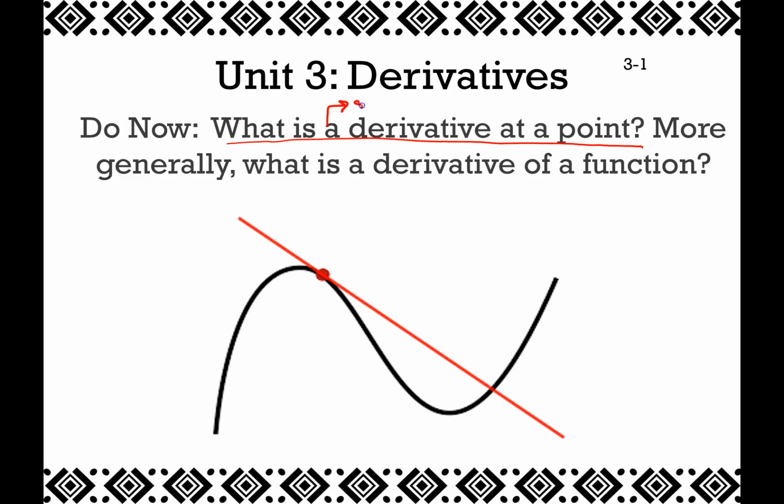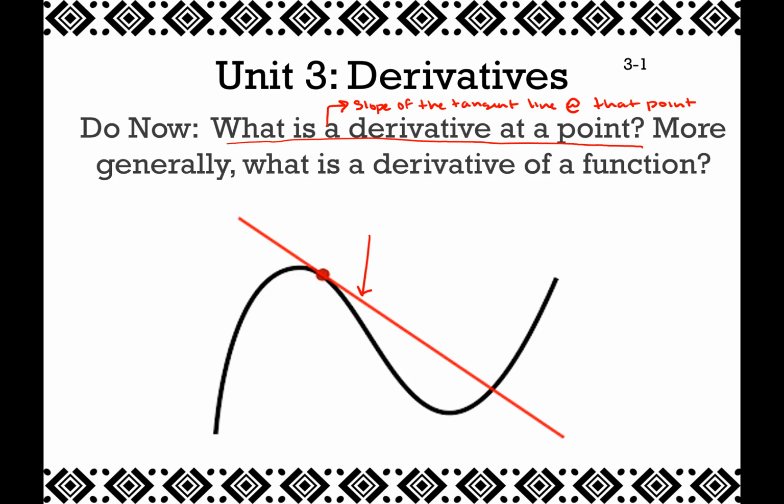Well, it is the slope of the tangent line at that point. So for example, here we can see that the derivative is going to be the slope of this red line.